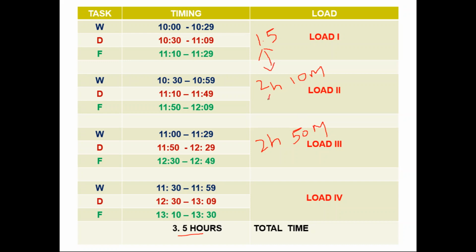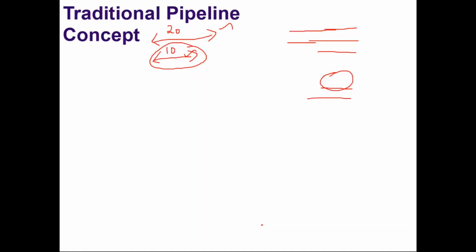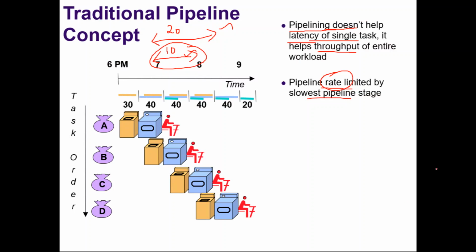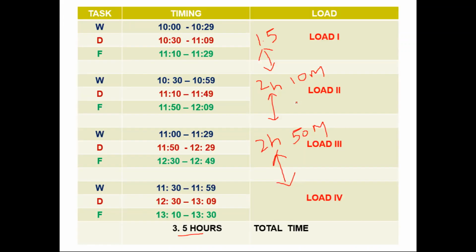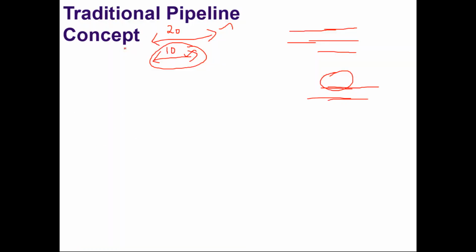Second output comes after 40 minutes. Third output comes after 40 minutes. Fourth output comes after 40 minutes. Even if there are 100 loads, the difference between the previous output and the current output will be 40 minutes. And that is controlled by what? That is controlled by the slowest pipeline stage. Pipeline rate is limited by the slowest pipeline stage. In this pipeline, these are the stages. Washing is one stage, drying is another stage, folding is another stage.